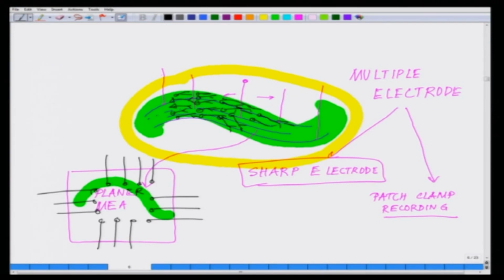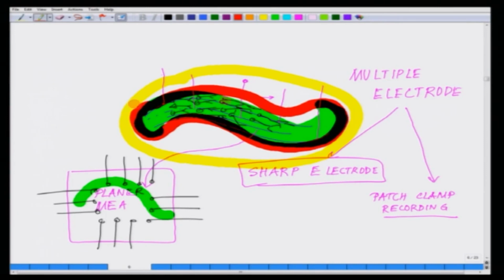Now, what we do is take this hippocampus out, take this whole thing out, or you can take even part of it if you are very good at dissection. Then you take this out and collect that part of the tissue in an extracellular fluid, then you break the tissue. This breaking of the tissue is called dissociation.